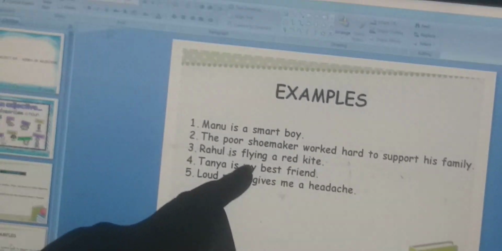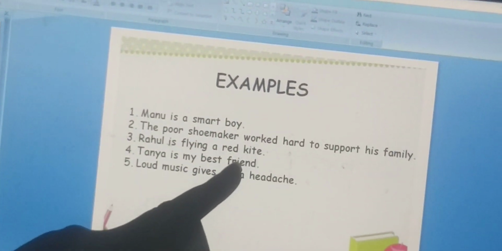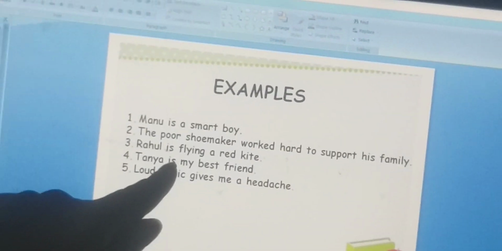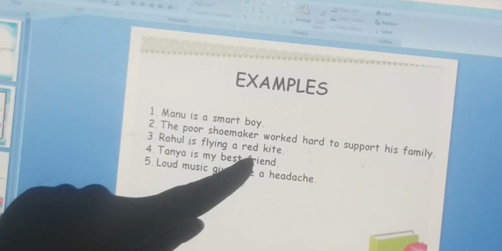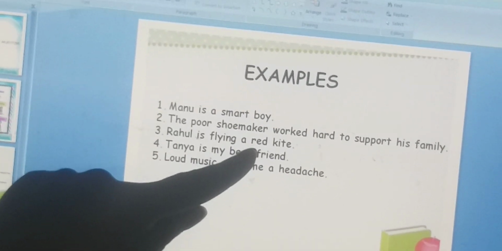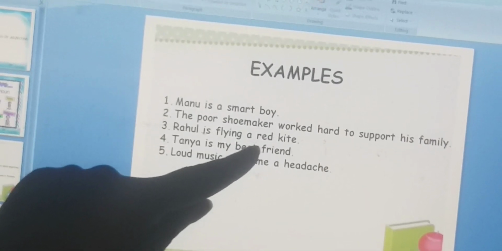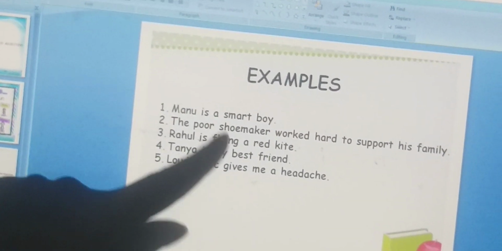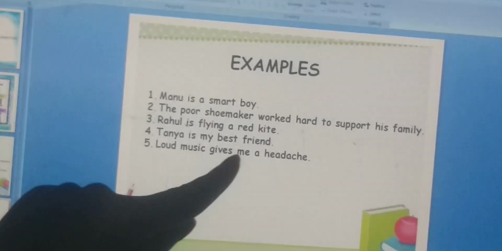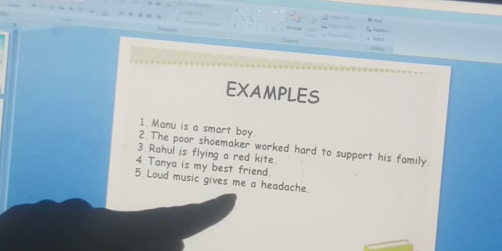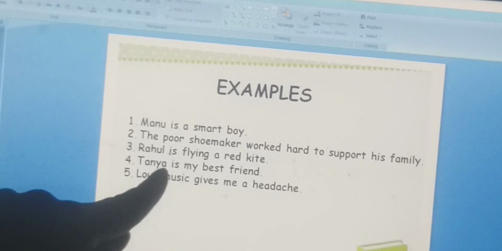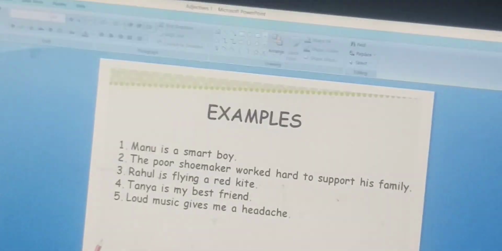In the third one, Rahul is flying a red kite. Here there are two nouns, Rahul and kite. But red is describing something about the kite, the color red. So red is an adjective. In the fourth example, Tanya is my best friend. So Tanya, what kind of a friend is Tanya? Tanya is my best friend. So what is the adjective here? Here best is an adjective.